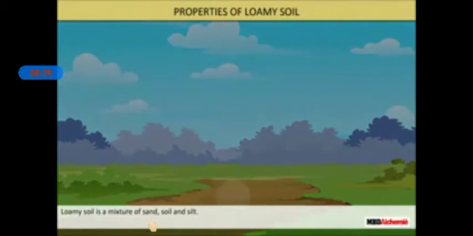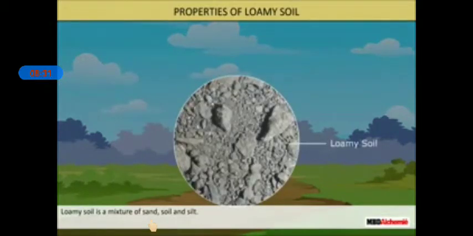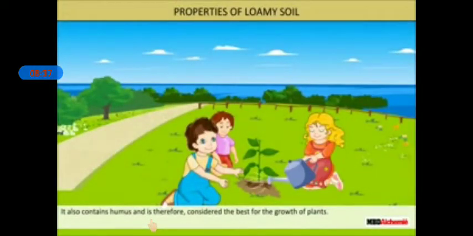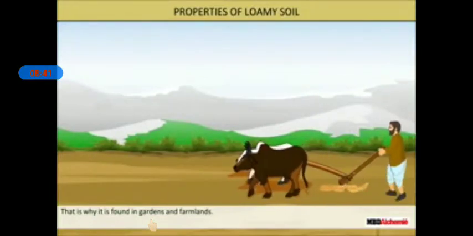Loamy soil is a mixture of sand, clay and silt. It also contains humus and is therefore considered the best for the growth of plants. That is why it is found in gardens and farmlands.